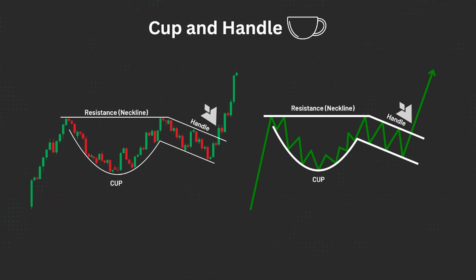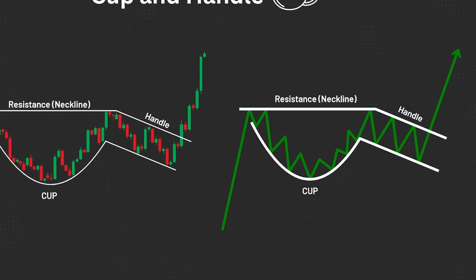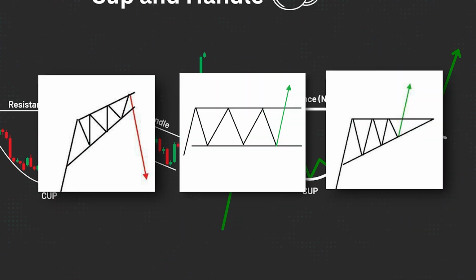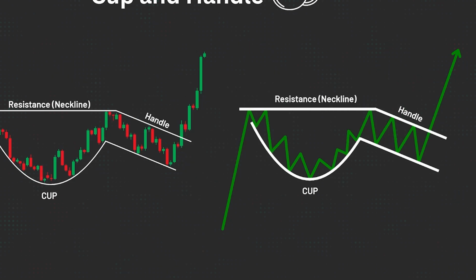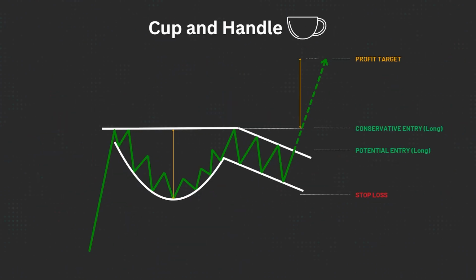One important thing to note here is that the handle can be any type of consolidation form. The most common one is the narrow trend channel shown in here, but it can be a wedge, triangle, or just a horizontal consolidation zone stacked between support and resistance levels. Regardless of the consolidation formation, the pattern works the same way. There are two possible entries with this pattern.